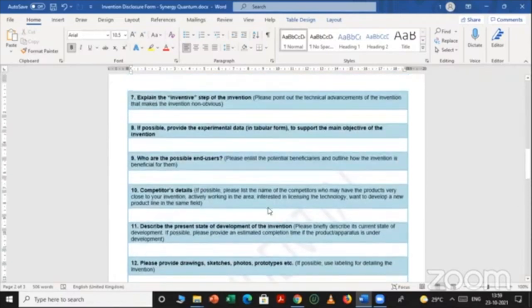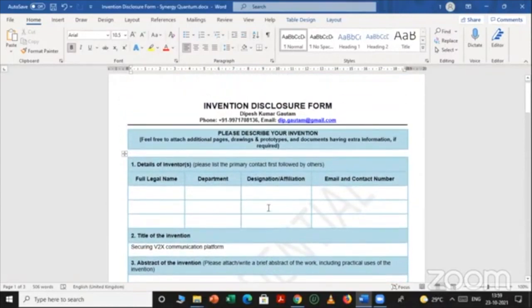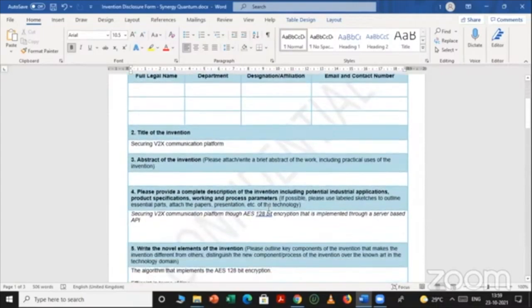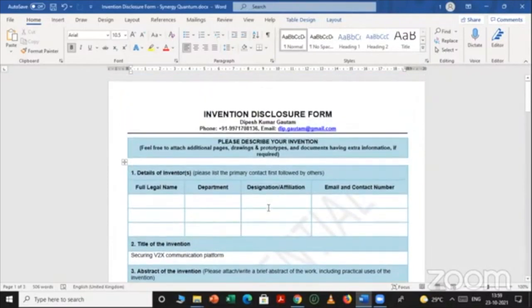So you can see these are the 15 points which I have already discussed, and these are very important. These are very simple points, but when you start writing all of them, you will encounter problems, in the way you describe your invention or your research material in this IDF form. So I'm again saying, writing an invention disclosure form, IDF, is an art.